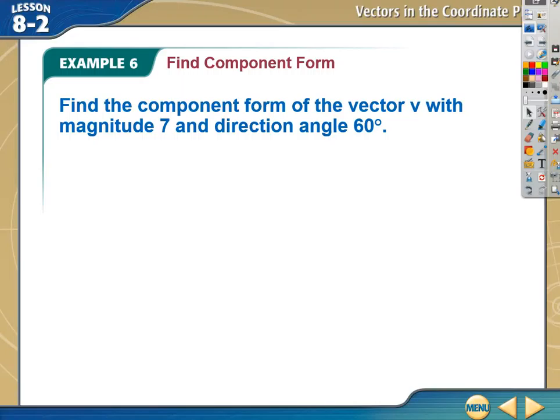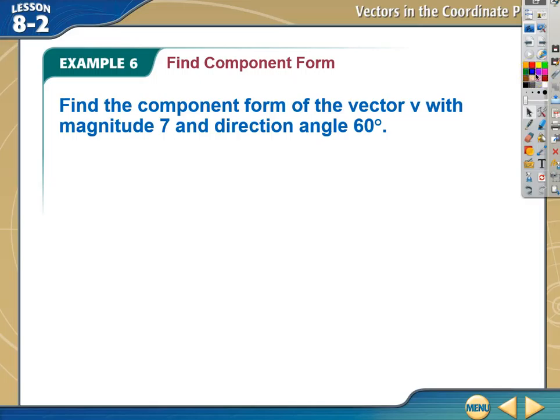This is going to talk about vectors again, vectors in the coordinate plane, and this is part two. So we're going to continue on. We've already talked about how to find vectors in component form if you're given two points, but what about if you're given it in a different style? It says find the component form of a vector with magnitude 7 and direction angle 60.